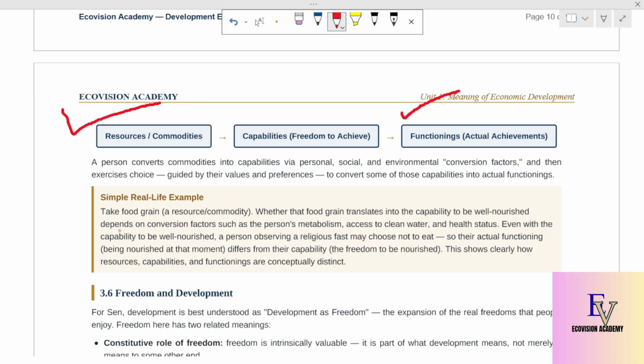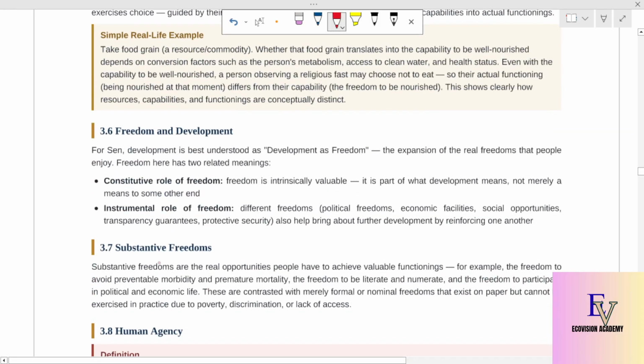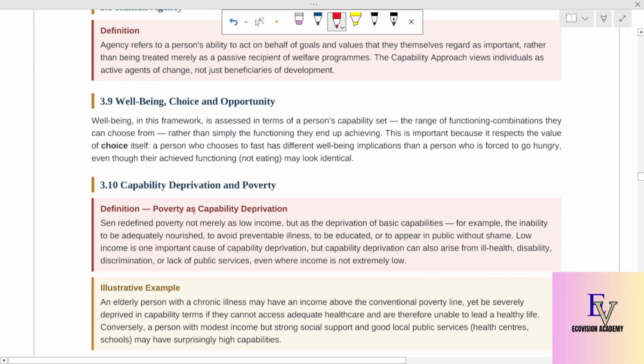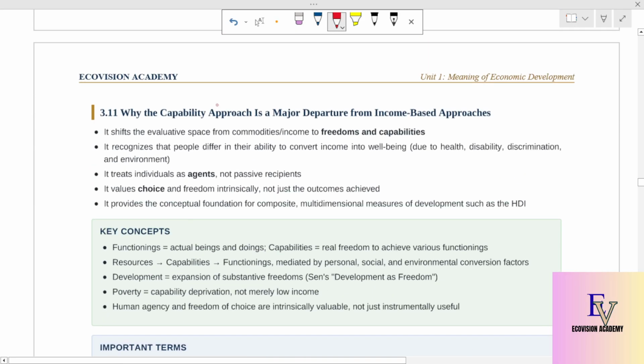First we have the resource or commodities, then we go to capabilities, that is we have the freedom to achieve the resource or commodities, then we go to functioning, that is our actual achievements. Okay, now basically this is our capability approach. And why is the capability approach a major departure from the income based approach? The most important thing is that it is very qualitative in nature, which talks about the freedoms and capabilities of a person. Okay, and it treats each and every individual as an agent.